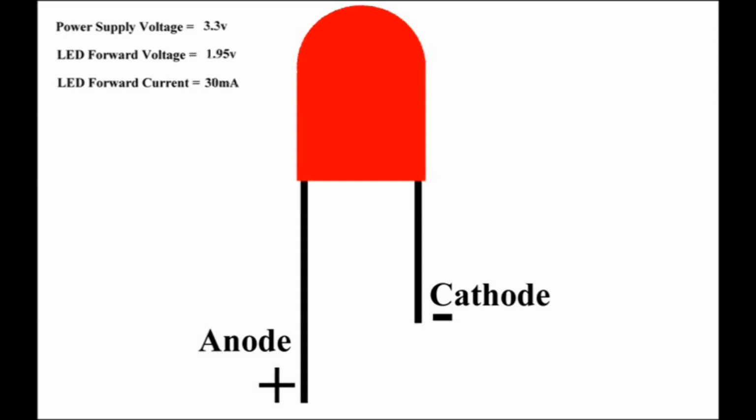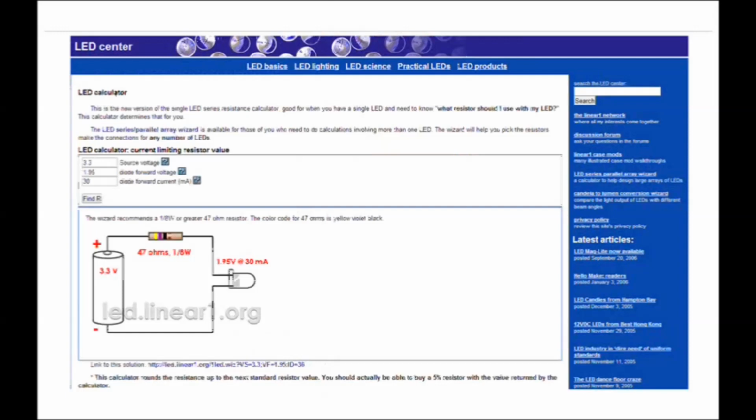The Raspberry Pi will supply 3.3 volts. The diode used has a forward voltage of 1.95 volts and a forward current of 30 milliamps. Using an online LED calculator we can see the value of the resistor needs to be 47 ohms.